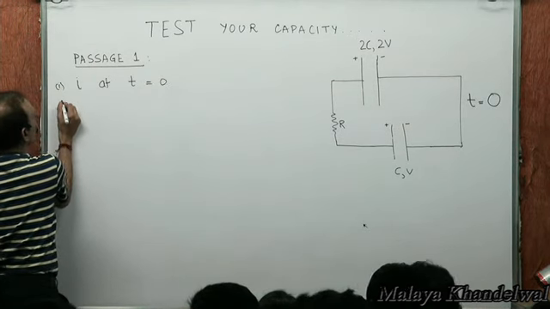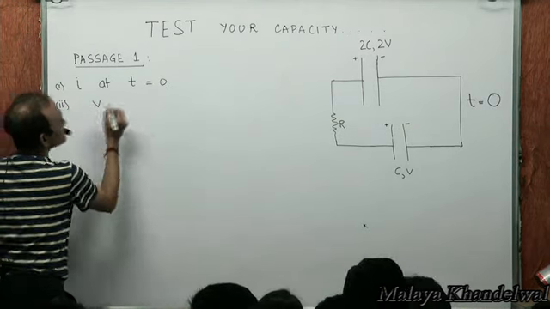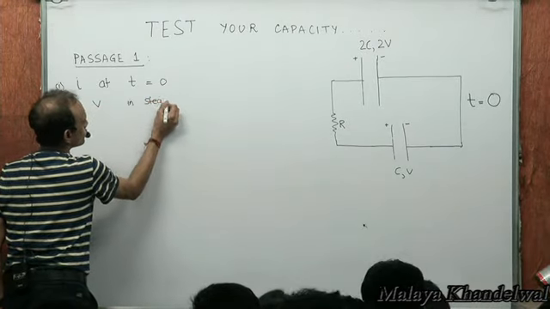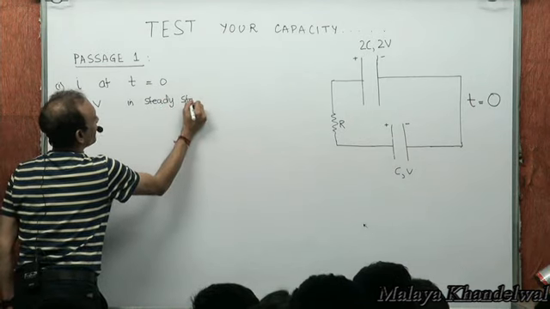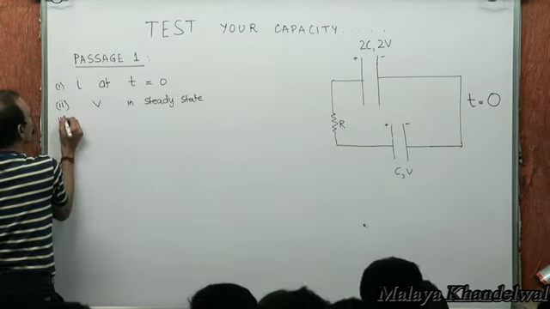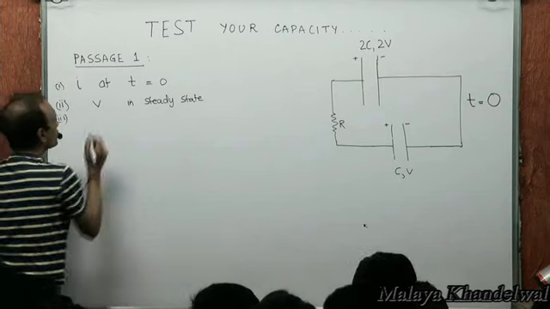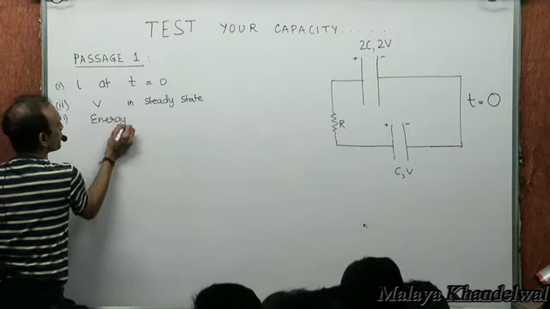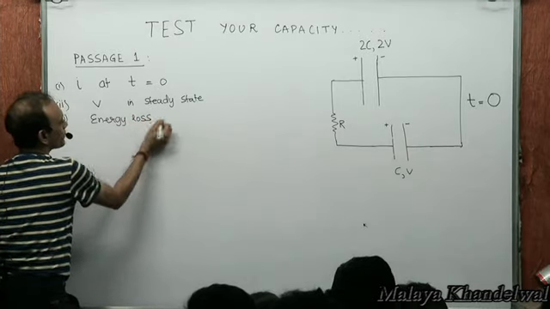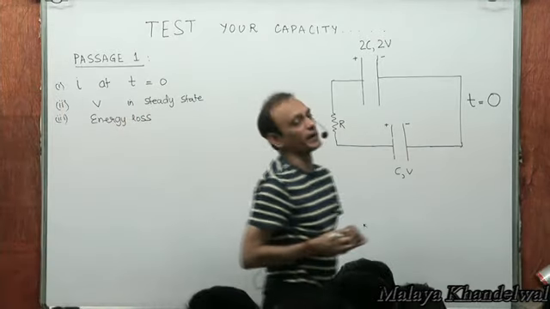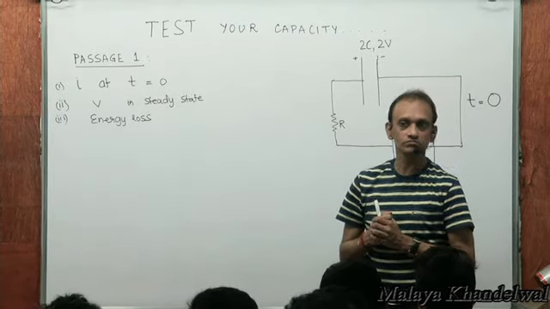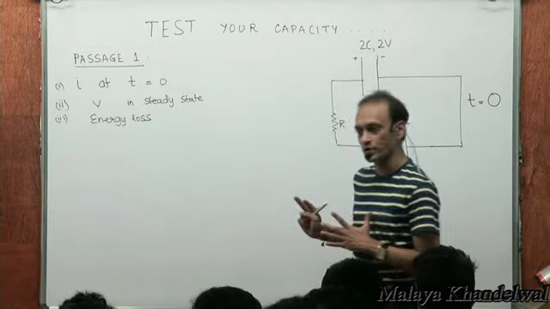Then we want to know the potential difference across each capacitor in steady state. And then we want to know the energy loss that takes place by the time the circuit reaches its steady state conditions. These are the things that we want to investigate in the problem.